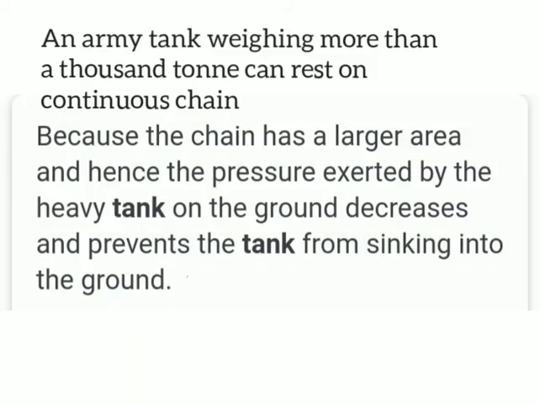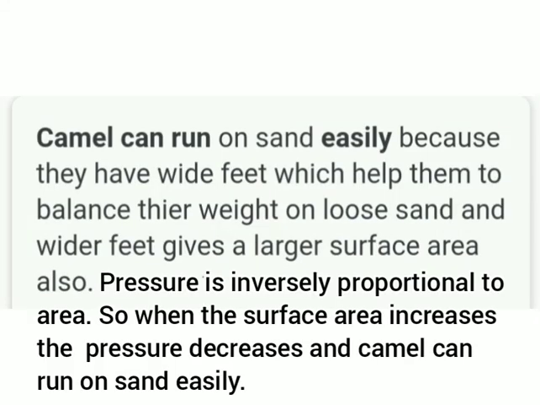An army tank weighing more than 1,000 tons can rest on a continuous chain because the chain has a larger area, and hence the pressure exerted by the heavy tank on the ground decreases and prevents the tank from sinking into the ground. Camels can run on sand easily because they have wide feet which help them to balance their weight on loose sand, and wider feet give a larger surface area. Pressure is inversely proportional to the area. So, when the surface area increases, the pressure decreases and the camel can run on sand easily.